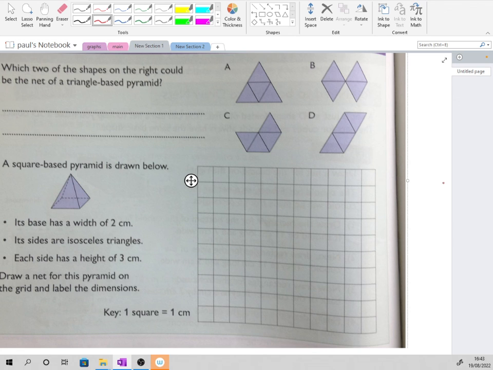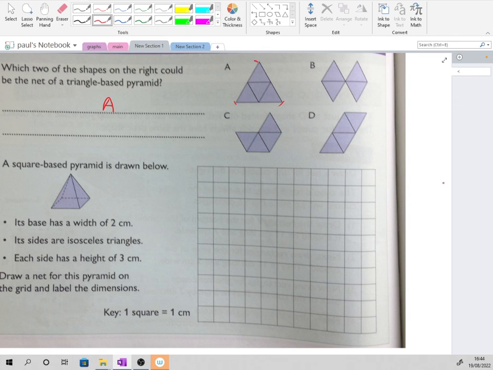I think A is good. There's the base, and if I take this bit and this bit and fold them up together so all these points meet, I will have a triangular base pyramid. So I'm going to go with A there.